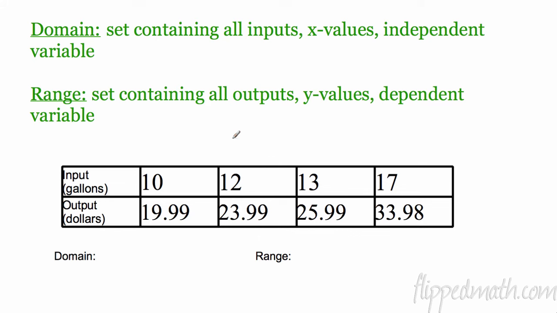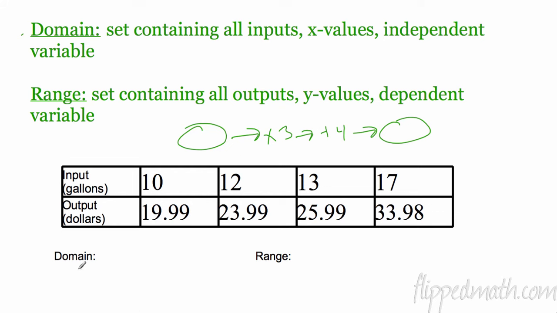When we have a rule, I put a number in, maybe I multiply it by 3, then maybe I add 4 to it, all right? And then something comes out. What I put in is my domain, my input, my x value, my independent variable. What comes out is in the range. It's my output, my y value, my dependent variable.